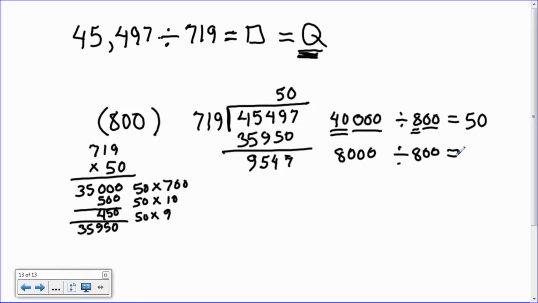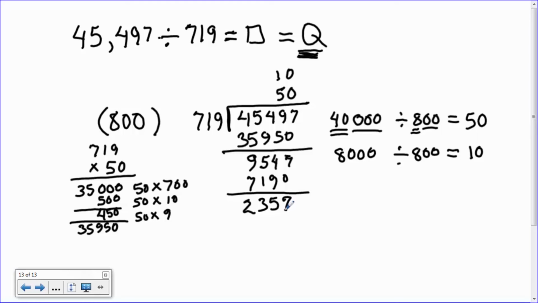10 times. And so 10 is my next partial quotient. And then 10 times 719, of course, is 7,190. Then I subtract by counting up again, and the difference is what? I'll let you do this one. 2,357. Okay, and 2,357.